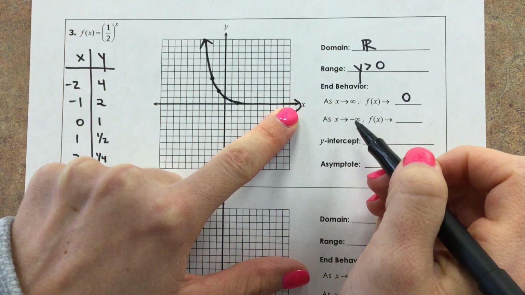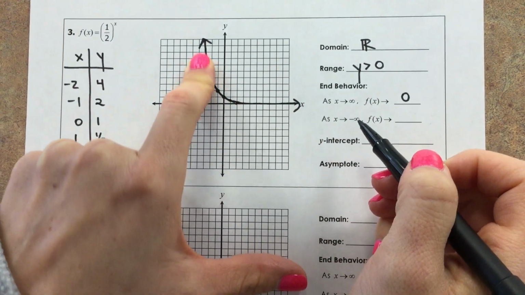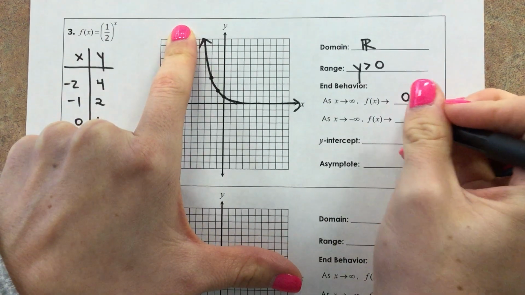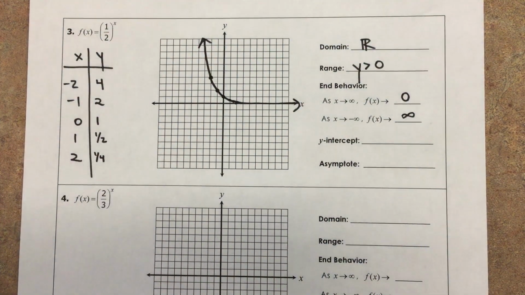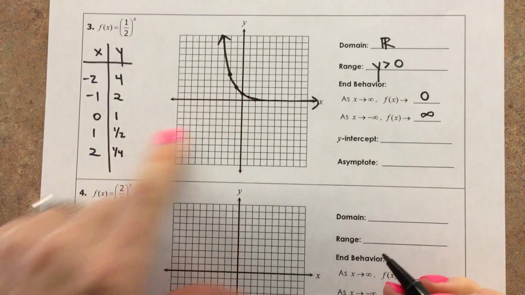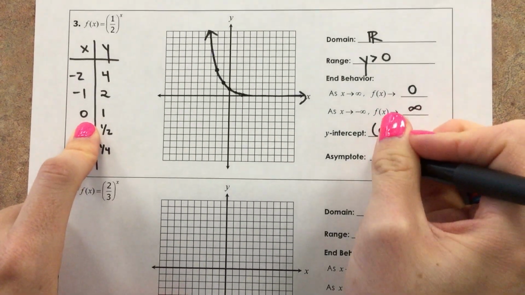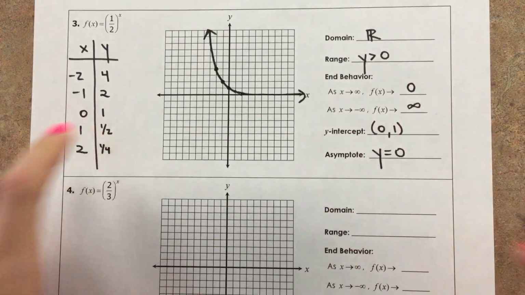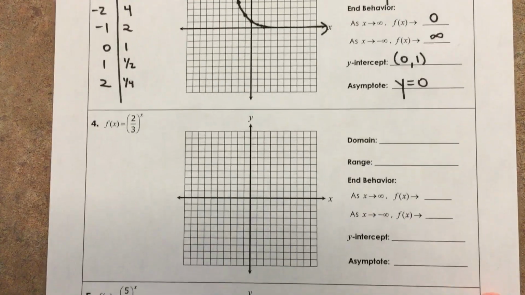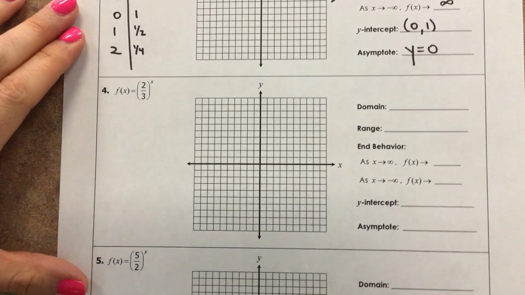And then this time as x goes to the left, as I move to the left, the graph just goes up and up and up. So that would be positive infinity. Y-intercept is still the same. I still have 0, 1, because if I plug in 0, I'm always going to get 1. And my asymptote is still the same. All right, let's look at another, number 4.